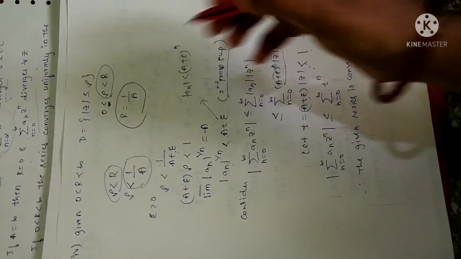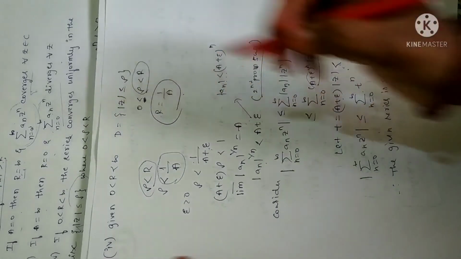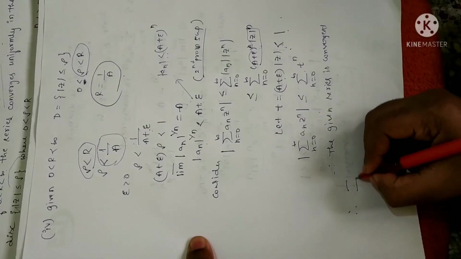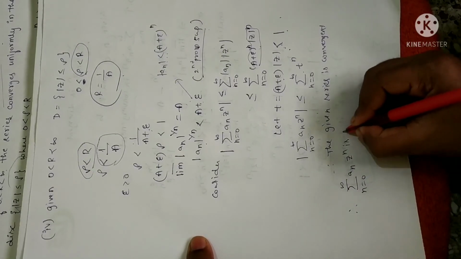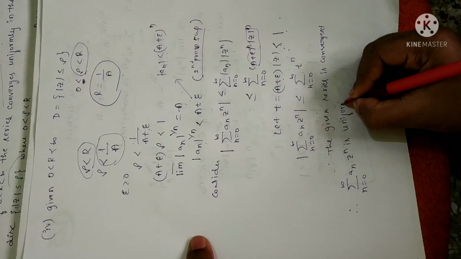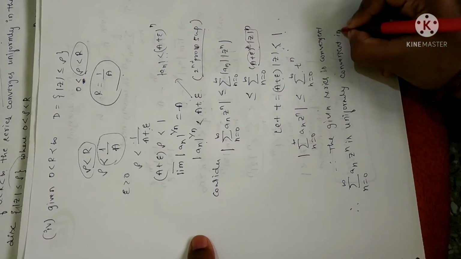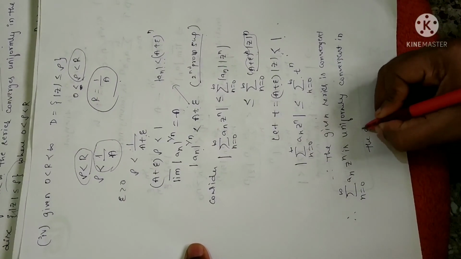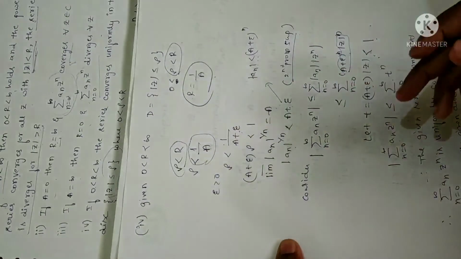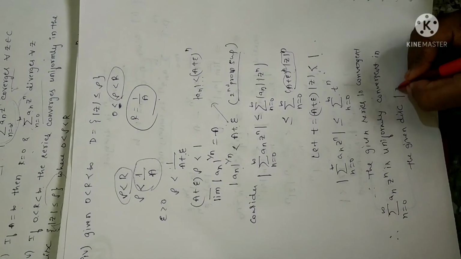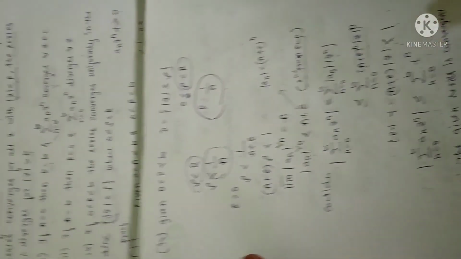You just write one more statement as per the given question. If it is convergent, obviously it will be uniformly convergent. Therefore, the summation n equals 0 to infinity of a_n z power n is uniformly convergent in the given disk, mod z less than or equal to rho. So hence the proof of the fourth one.